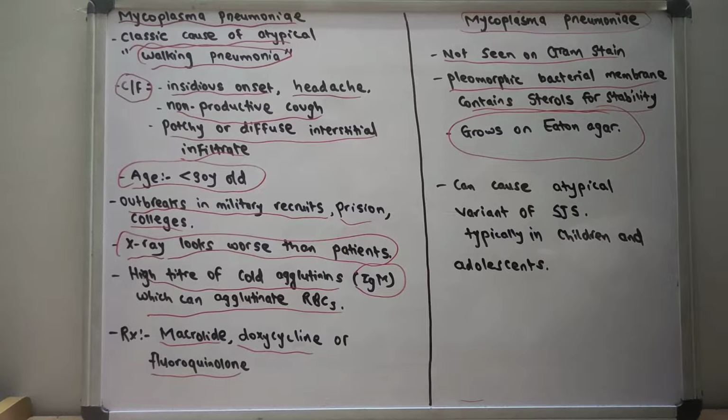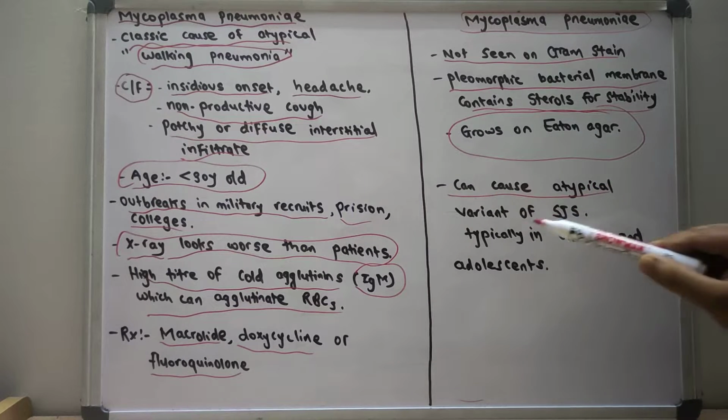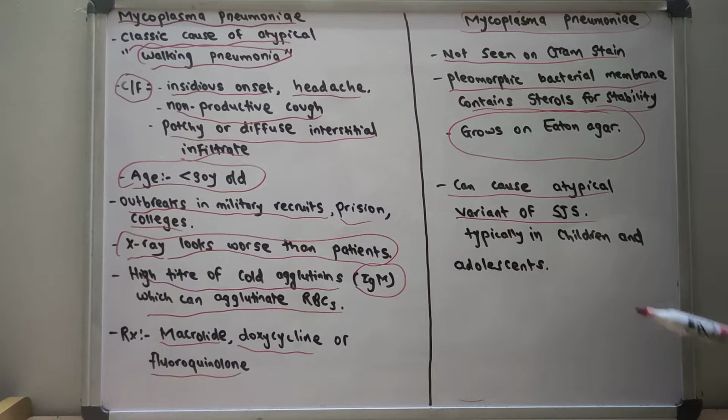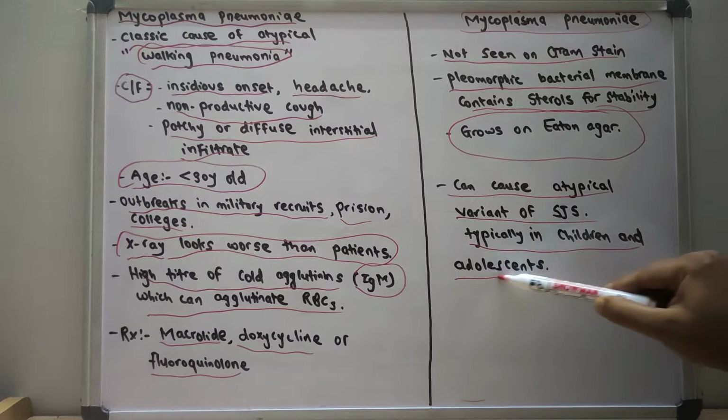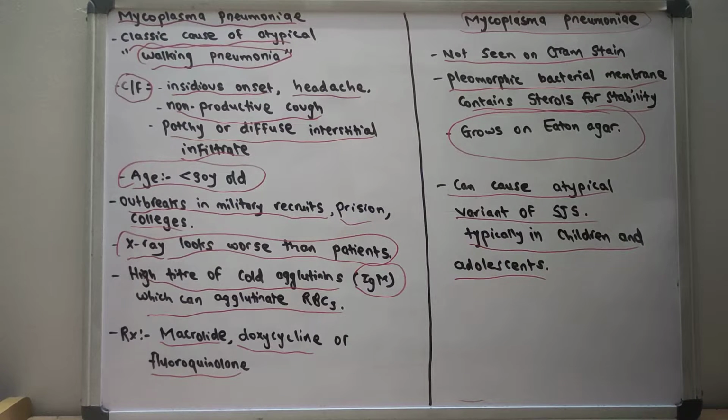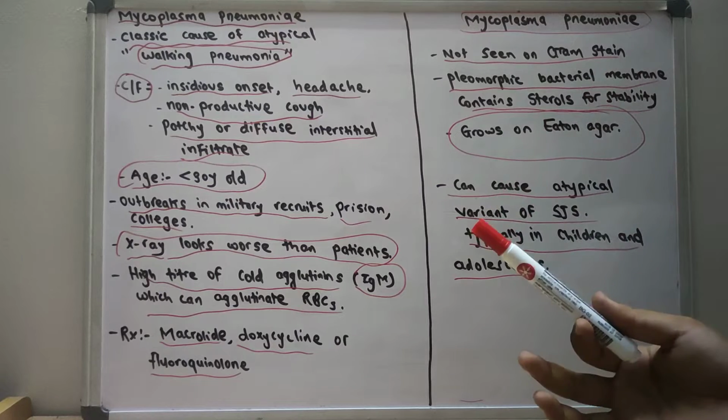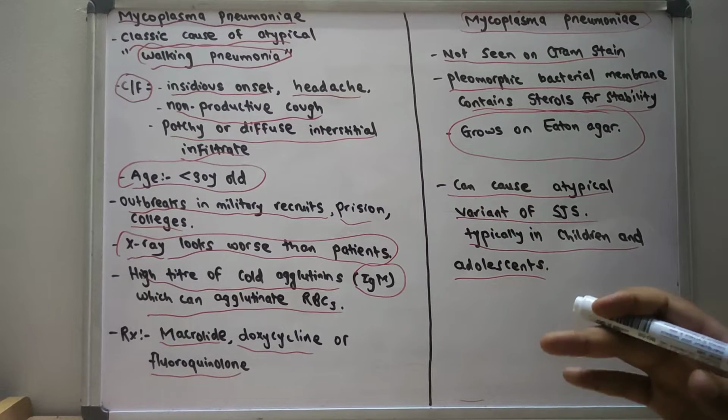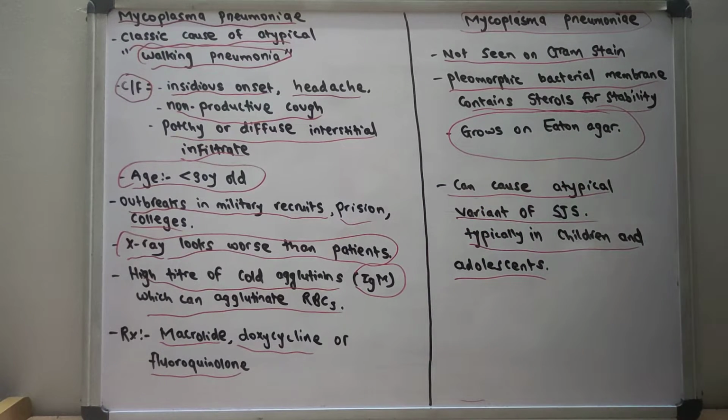So Mycoplasma pneumoniae can cause an atypical variant of Stevens-Johnson syndrome that is typically seen in children and adolescents. So this is the brief explanation of Mycoplasma pneumoniae that causes atypical pneumonia.